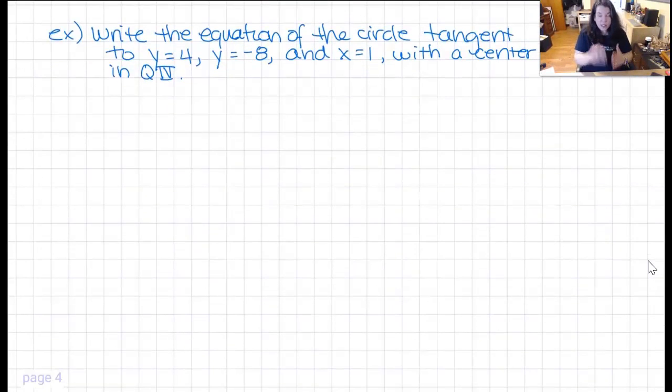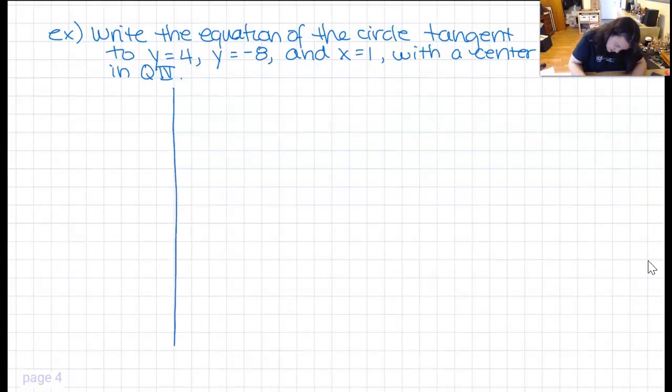Well, again, it's all about the center and the radius. If we can find the center and the radius, we can write the equation of the circle. Let's take a look at this. It will help if we draw a picture. So I've got to go from negative 8 to 4 on the y-axis. That should give me enough room.